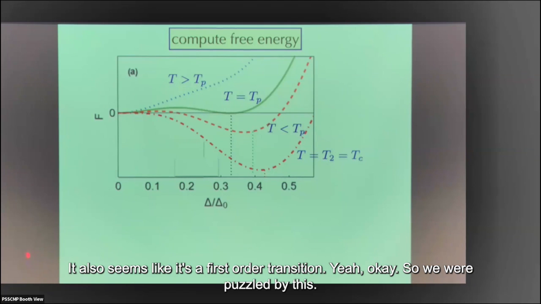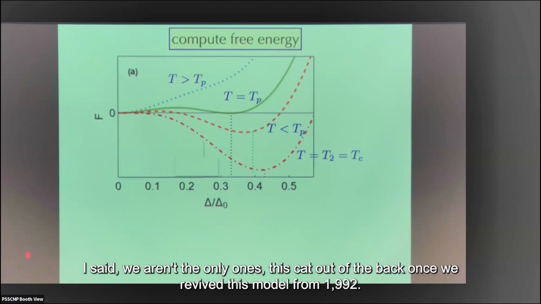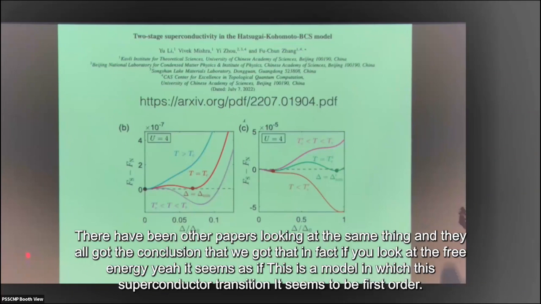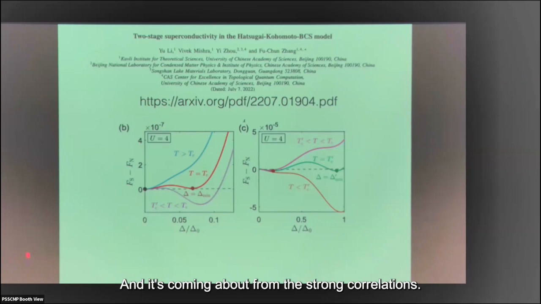Okay, so we were puzzled by this. As I said, we aren't the only ones. This cat's out of the bag once we revived this model from 1992. And so this ratio is actually going off to infinity. There have been other papers looking at the same thing, and they all got the conclusion that we got, that if you look at the free energy, it seems as if this is a model in which this superconducting transition seems to be first order. And it's coming about from the strong correlations.